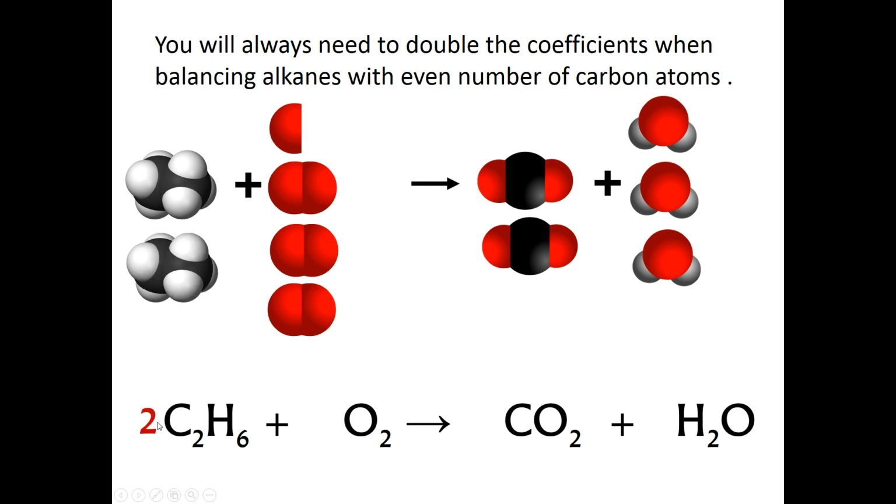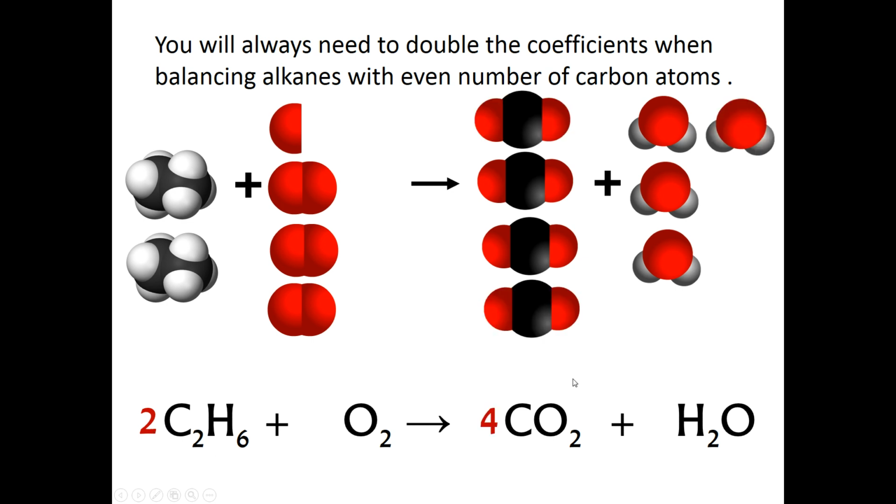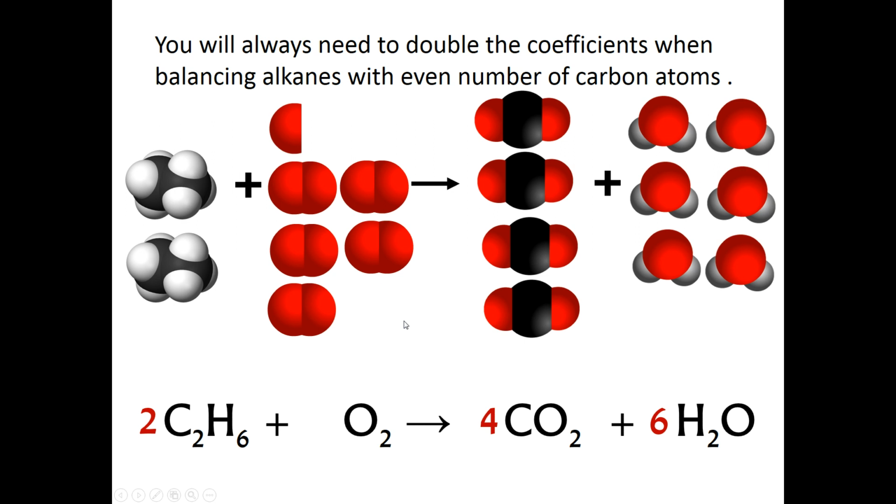So I've got now 2 ethanes, which gives me 4 carbon atoms, and therefore it gives me also double the amount of water molecules. Instead of 3, it's now 6. And now if I double up the oxygen, I have an even number. So remember, single alkanes with an odd number, you don't have to double up. Alkanes with an even number, you do have to double up.